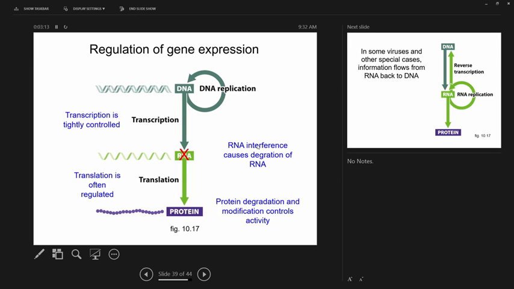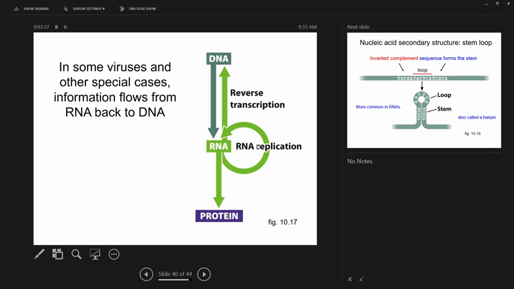And then more recently, I mentioned last time the phenomenon of RNA interference. So RNA interference originally evolved as a defense mechanism against viruses that have RNA genomes, but now it has gone on and has been co-opted as a general regulatory mechanism.